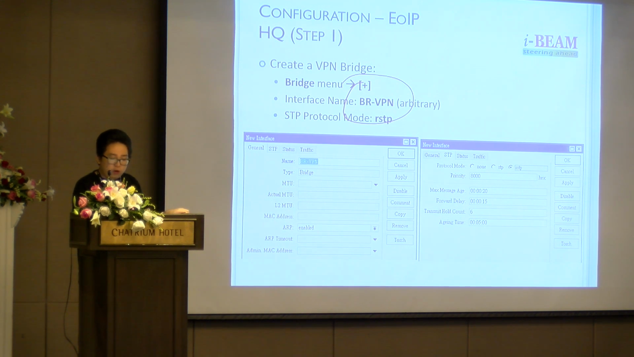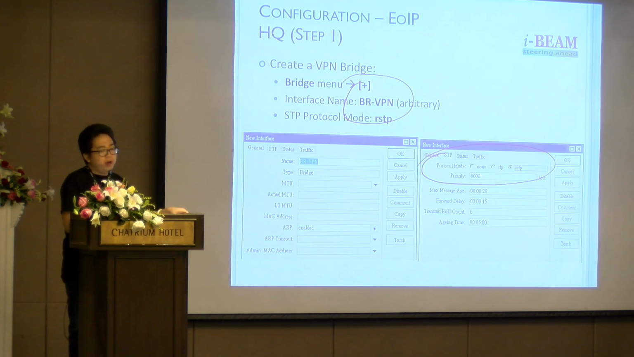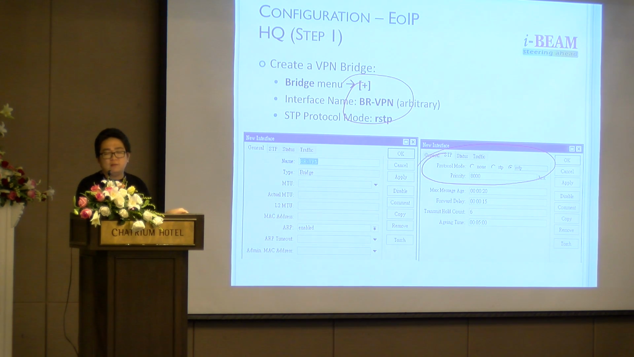And for the protocol mode here, if you have only one connection to each branch, then in that case, you don't really need to enable spanning tree. But because now in RouterOS, RSTP is enabled by default, I think you also don't really need to specifically disable it. In case in the future you might want to add another connection, then you would need to go and re-enable it again. So just keep it RSTP.